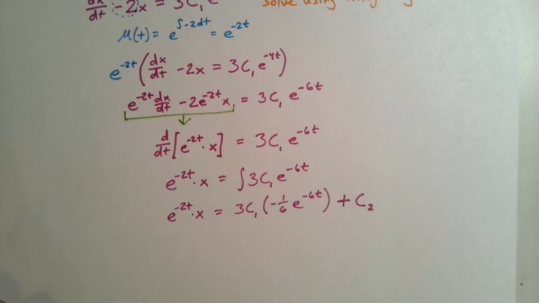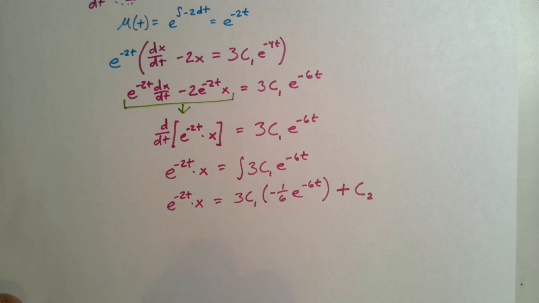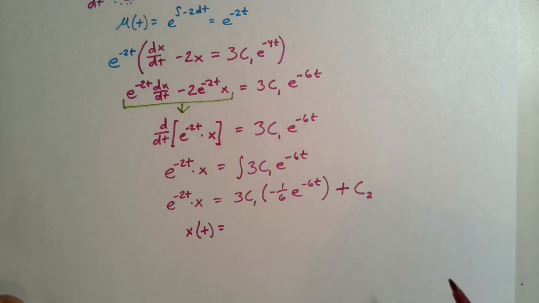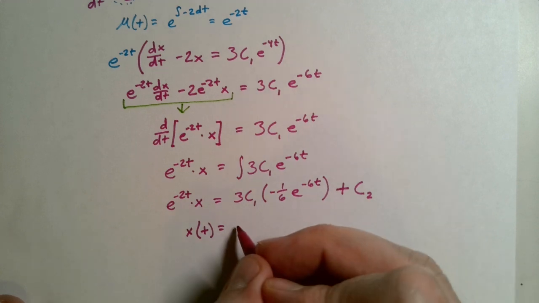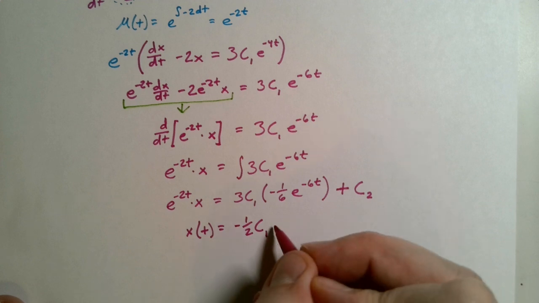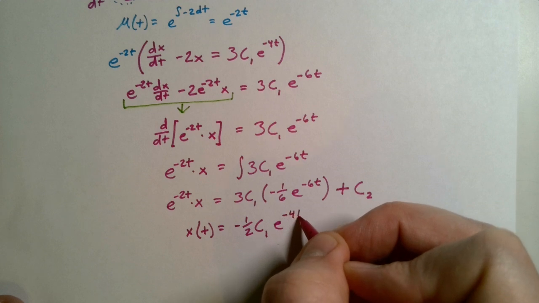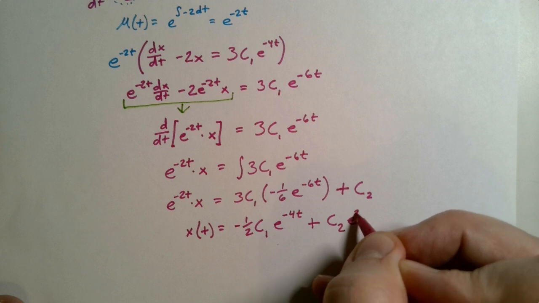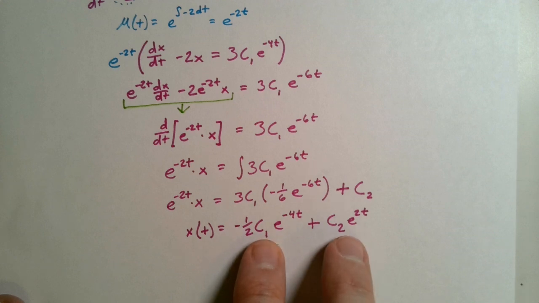We're done. The very last thing is getting x by itself by multiplying by e^(2t) on both sides. And so what we wind up with after a little bit of simplification is x of t equals, the 3 and the 6 on the bottom give us a -1/2 overall. So this is just -1/2 c1 e^(-4t) plus c2 times e^(2t). And so there's my c1 and my c2, two different constants.